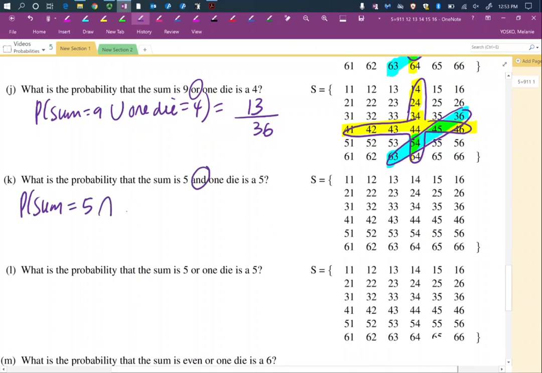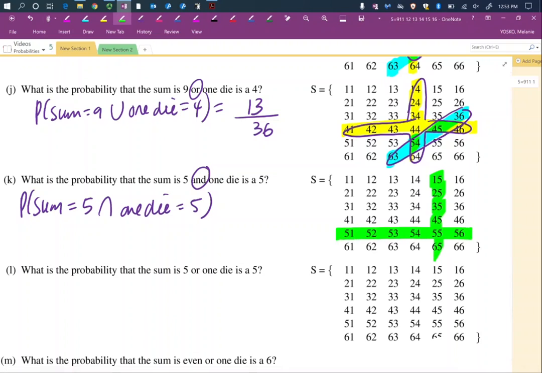What is the probability the sum is 5 and one die is a 5? And means intersection. One die is a 5. All of these. Sum equals 5 is this one, this one, this one, and this one. What do they have in common? Nothing. So the probability is 0.